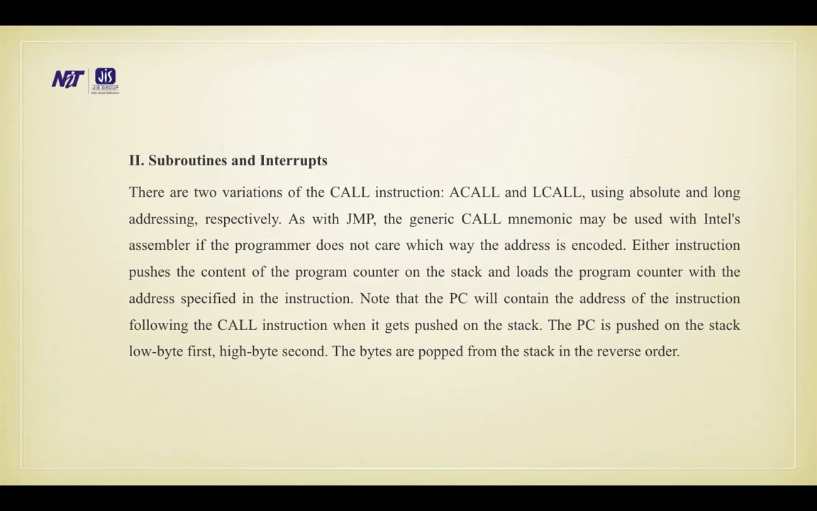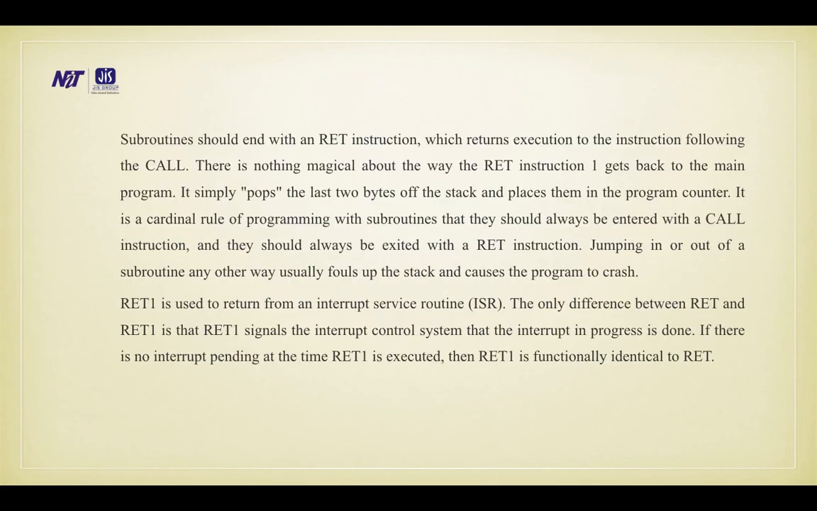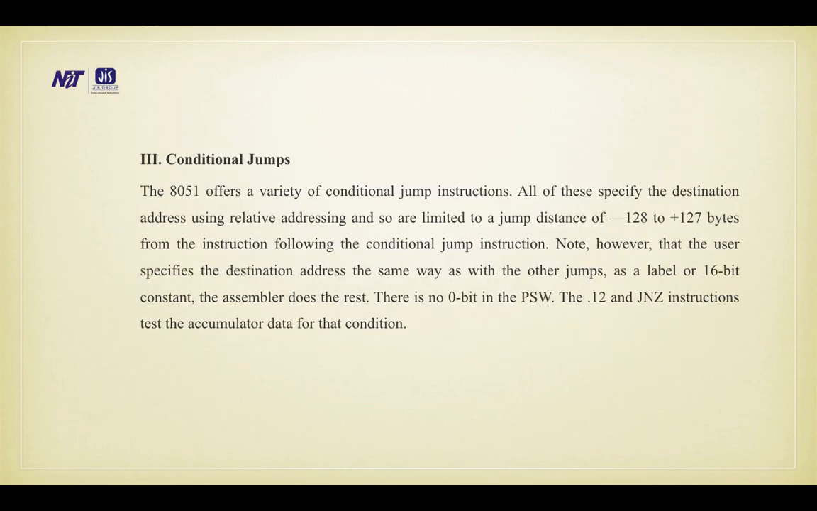CJNE A, #20h, $+3. Subroutine and interrupt. There are two variable calls, the ACALL and LCALL instructions, using absolute and long address respectively. As with JMP, the generic CALL mnemonic may be used with Intel's assembler if the program does not care which way the address is encoded.